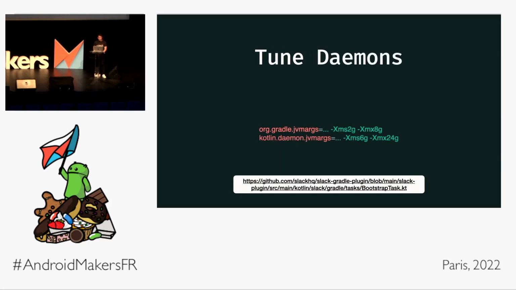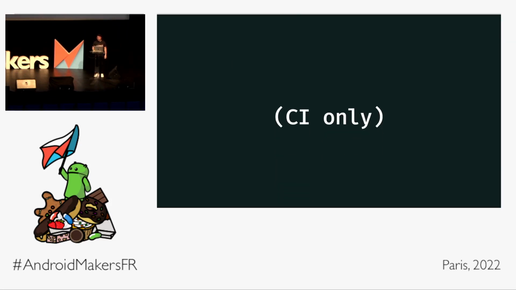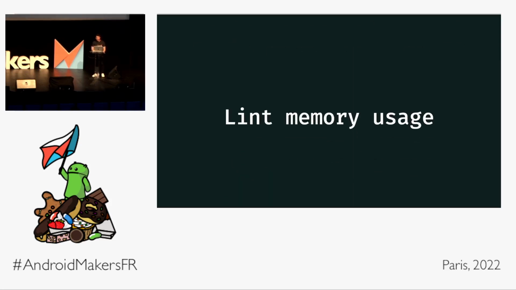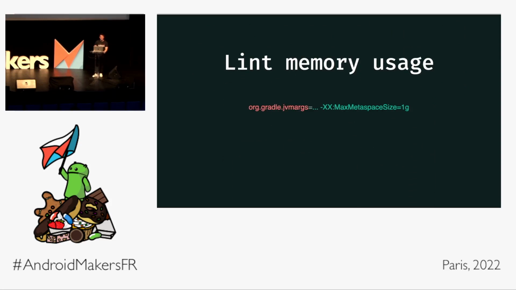You can also tune the daemons differently. Our build is dominated by Kotlin compilations, so we just give more memory to the Kotlin daemon than the Gradle daemon. I'm going to skip over this part because we're short on time. Basically, don't merge main on CI builds first. I don't know if people often do this, but Slack did this when I joined. Lint uses a lot of memory, not a surprise. But if you really want to fix this, you need to give it more metaspace. I'm not going to explain what metaspace is, just that it's a thing.